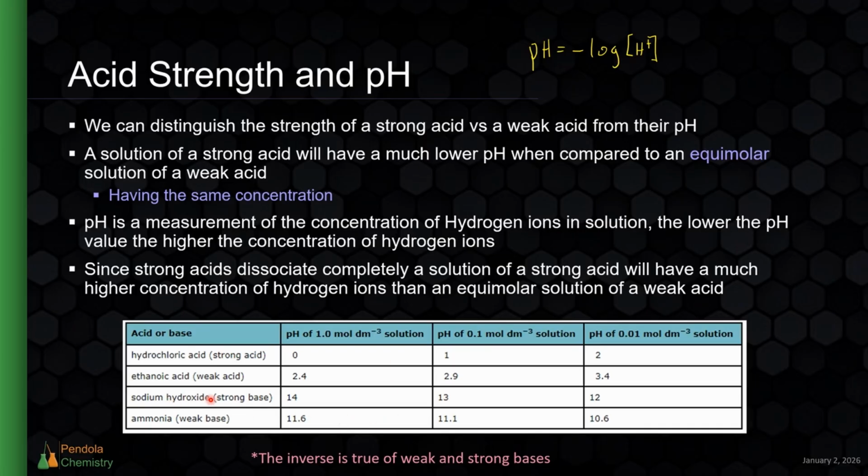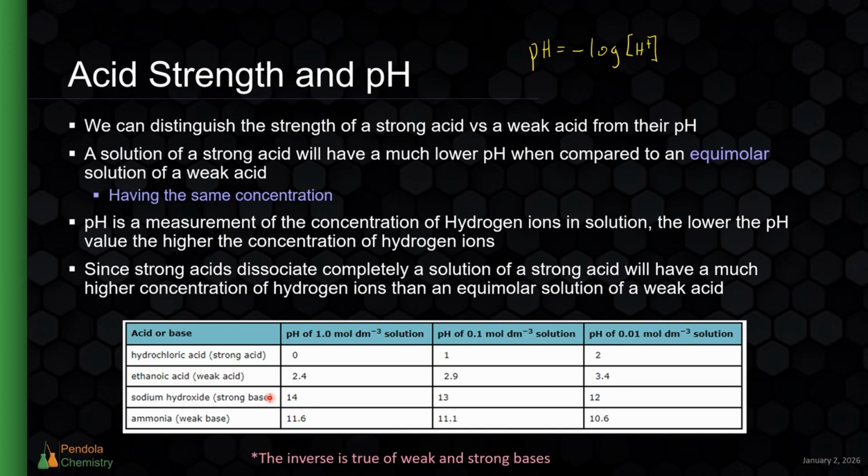So an equimolar solution of 1 mole per cubic decimeter of sodium hydroxide has a pH of 14, where ammonia, which is a weak base, has 11.6, right? It is much lower. Why lower? Because remember, the higher the pH, the fewer hydrogen ions we have. A strong base is going to release a lot more hydroxide, meaning it's going to get rid of a lot more hydrogen, making that pH spike up.